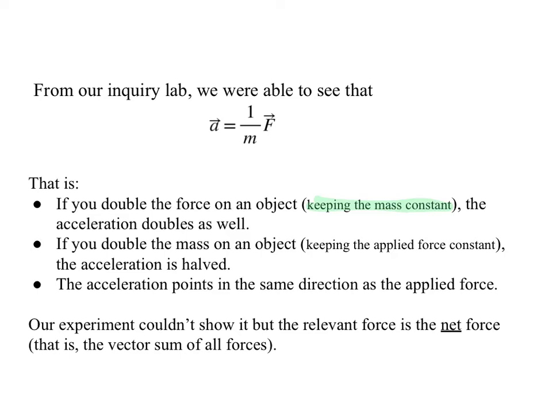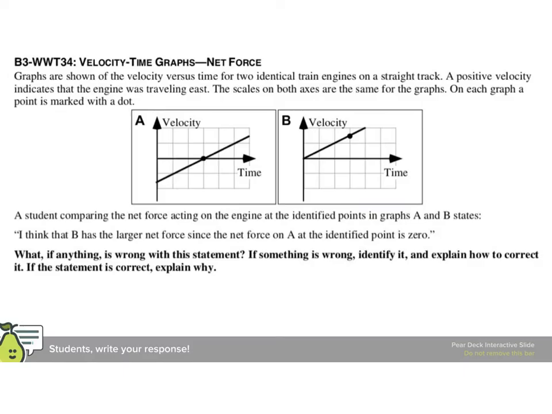If you double the mass on an object, the acceleration is halved, as long as you keep the applied force constant. And we see the acceleration points in the same direction as the applied force, which is not silly, but we should say it. What the experiment couldn't show, but it turns out to be true, is that the relevant force is the net force. That is, the vector sum of all applied forces.